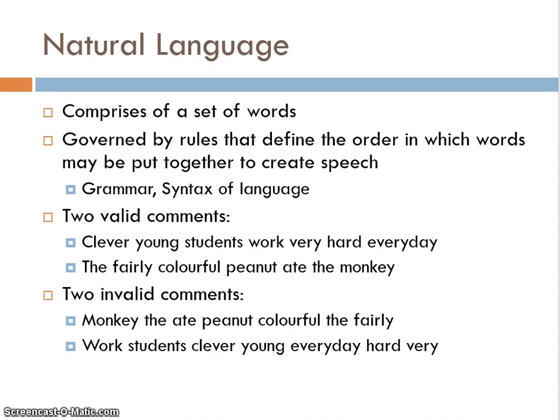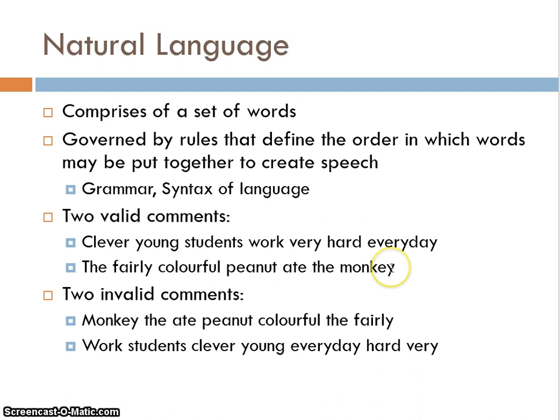Natural language comprises a set of words. We've got rules, we've got grammar, we've got syntax, and if we put things in a particular order, in a particular way, then this is what makes language. So, within our natural language of English, two valid comments that fit with our grammar, syntax and use of words: clever young students work very hard every day. This is also a valid comment: the fairly colourful peanut ate the monkey.